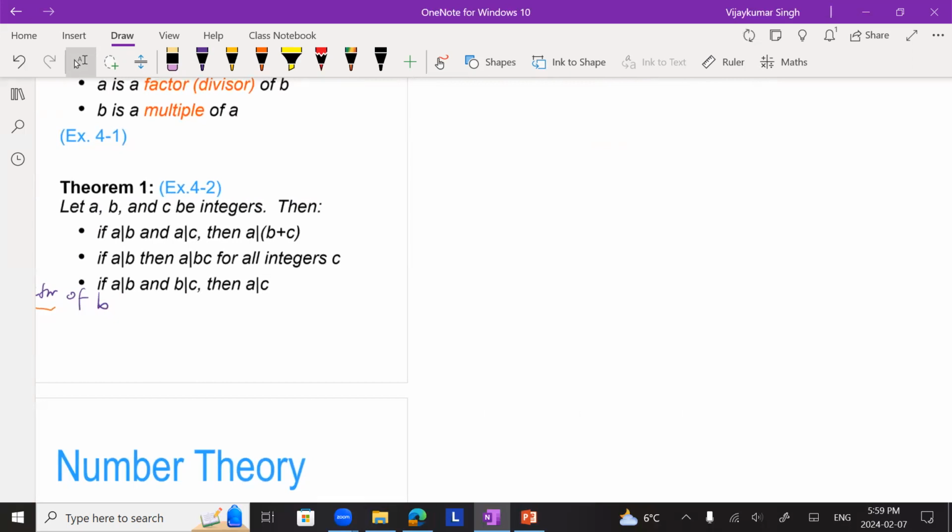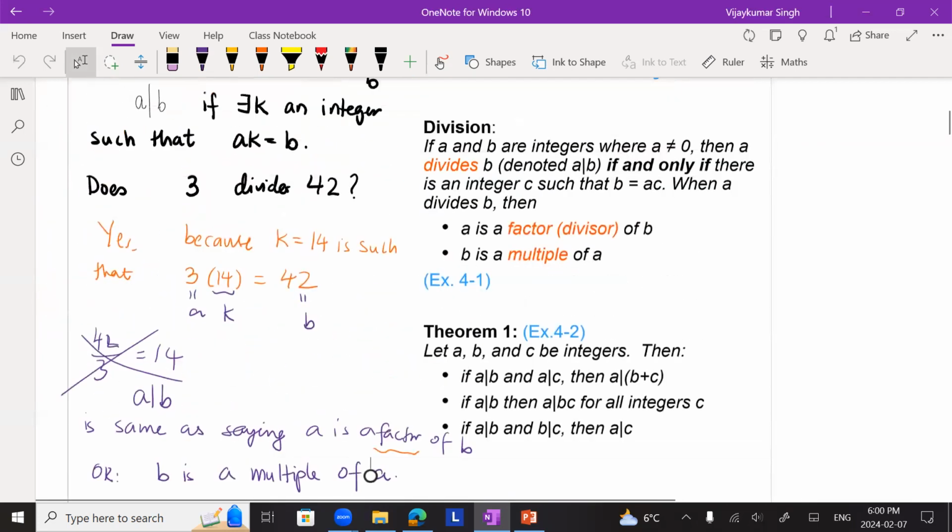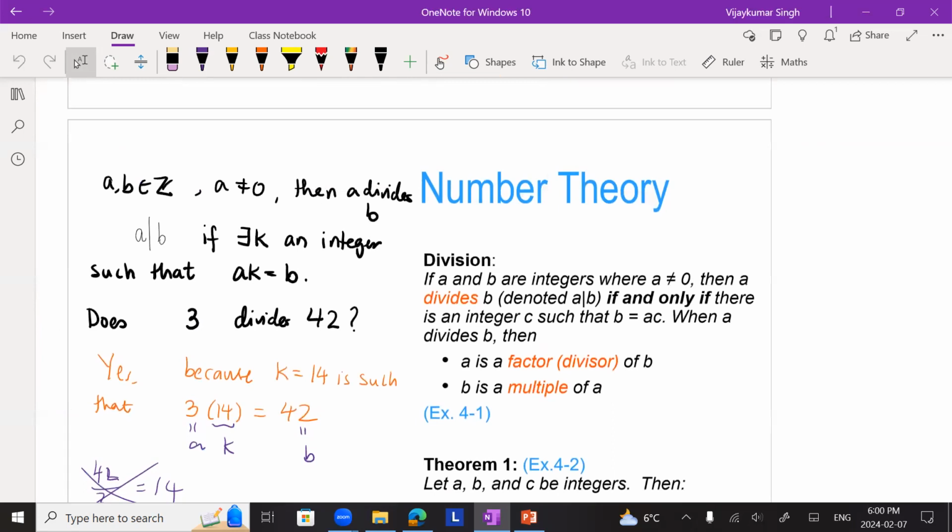Now, let A, B, C be integers. We want to prove that if A divides B and A divides C, then A divides B plus C. And then we want to prove, sorry, if A divides B, then A divides BC for any integer C. And then if A divides B and B divides C, that means A divides C. All right, so let's look at these results. How do we prove it? Again, we will prove it based on just one result, which is the definition of divisibility, which is that A divides B is the same as saying there exists an integer K such that AK equals B. Does that make sense? Let's proceed now.